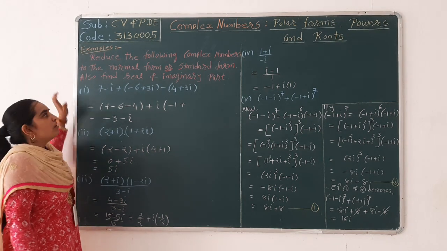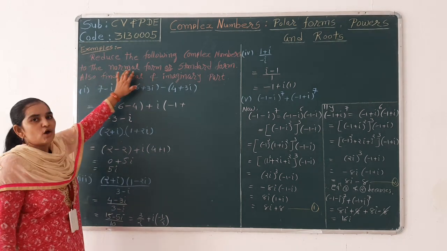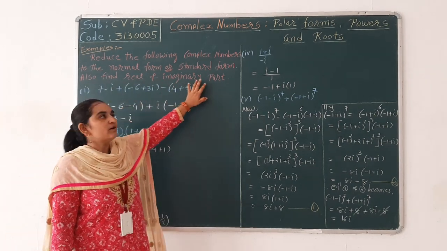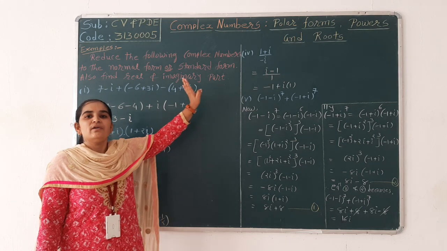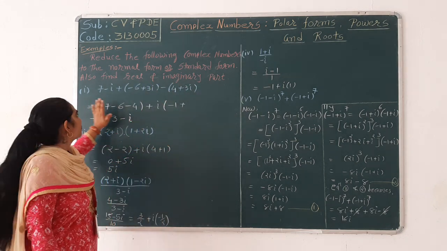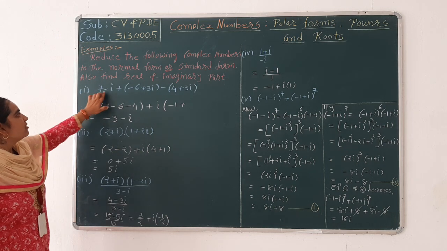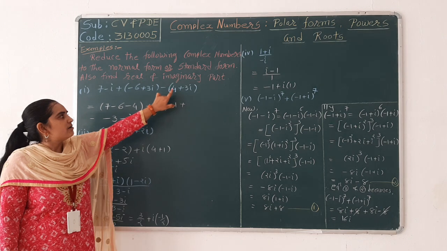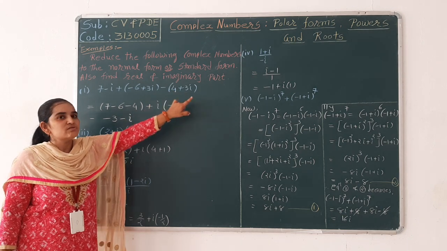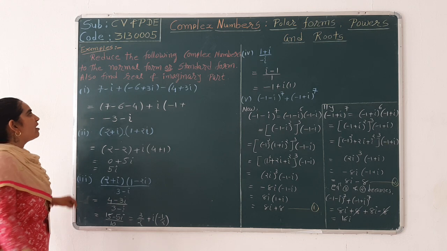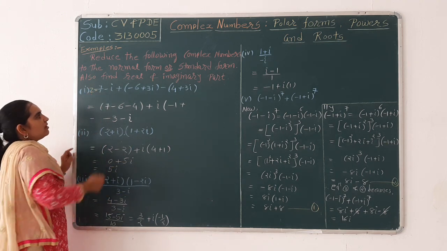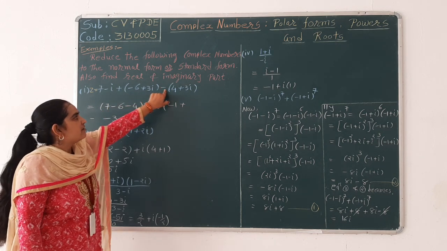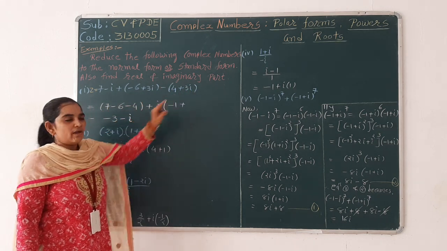Today we learn how to find the complex number's normal form, standard form, real part and imaginary part. Also we have to find the complex conjugate. Now the first example: 7 minus I plus (minus 6 plus 3I) minus (4 plus 3I). First we assume Z. Z is equal to 7 minus I plus (minus 6 plus 3I) minus (4 plus 3I).